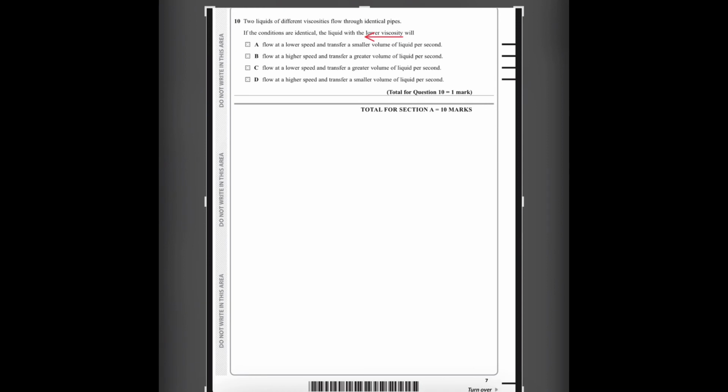So if the flow of water is faster, a greater volume of water will travel per second, right? Since this causes the higher rate of displacement, which is the speed. So it will flow at a higher speed since there is lower resistance to motion, and it will transfer a greater volume of liquid per second. So the option is B. The correct option to this question is B.